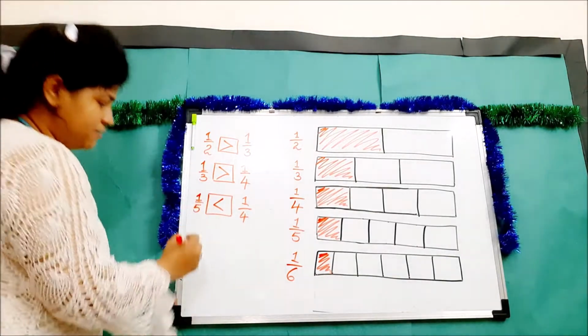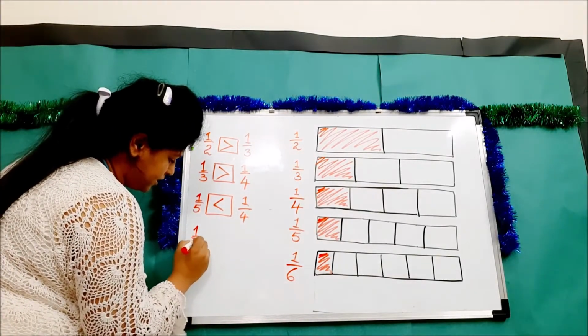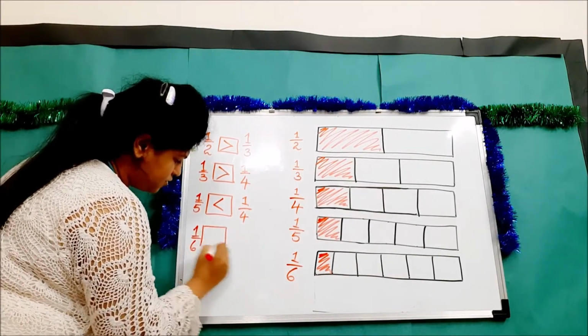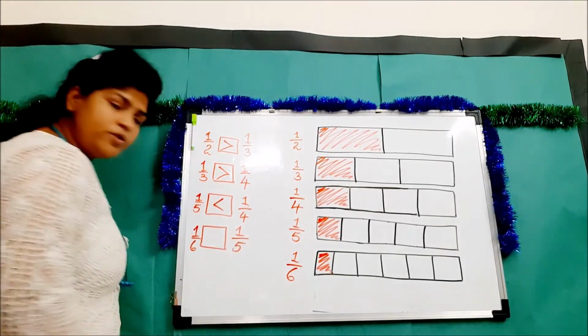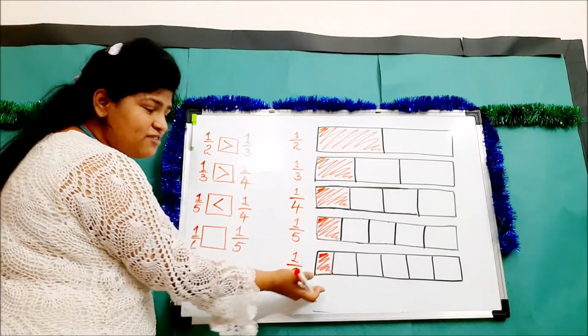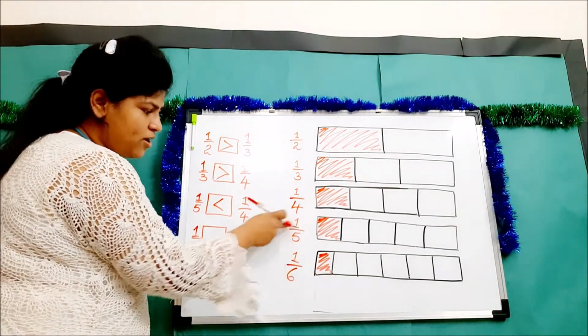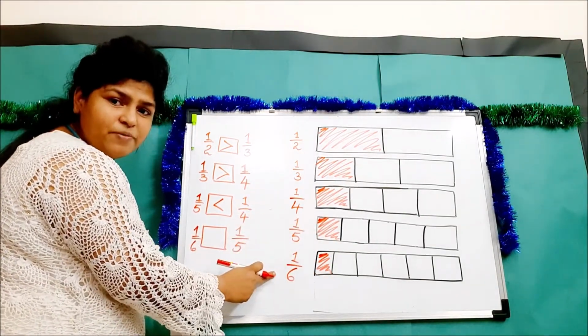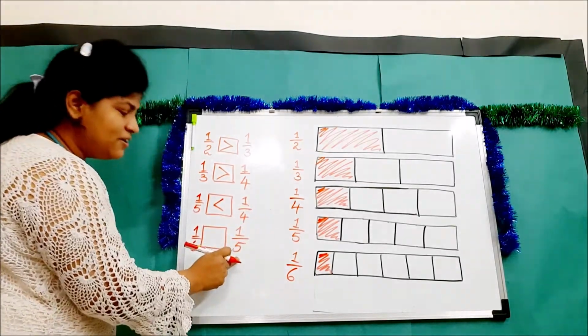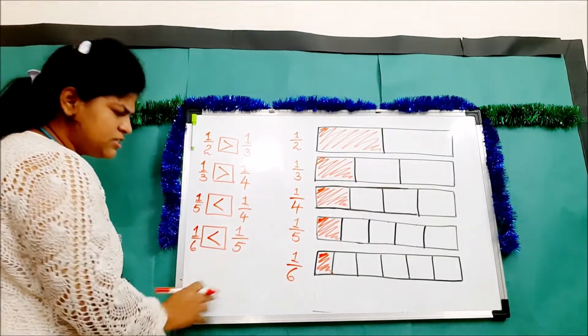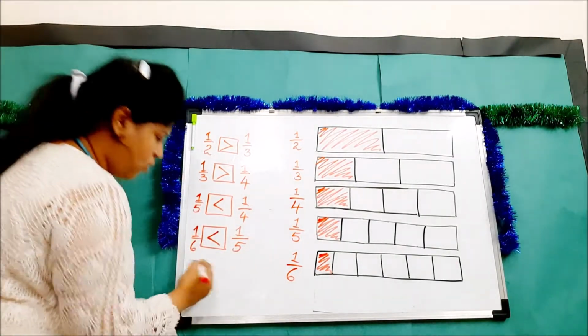Now, you tell me if I have to keep 1 upon 6 and 1 upon 5. Who is big? Look, it's right in front of you. You tell me who's big. 1 upon 5 is big or 1 upon 6 is big? 1 upon 5 is big. 1 upon 5 is bigger than 1 upon 6. Then, what about 1 upon 6?